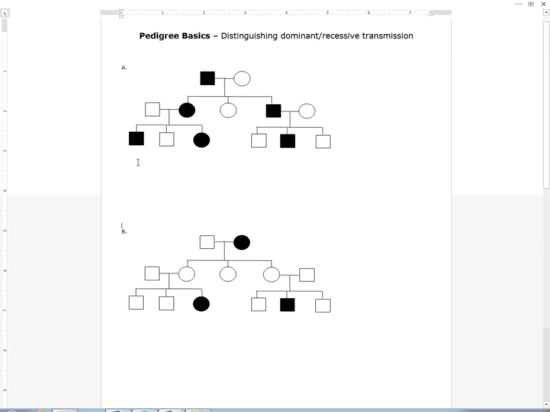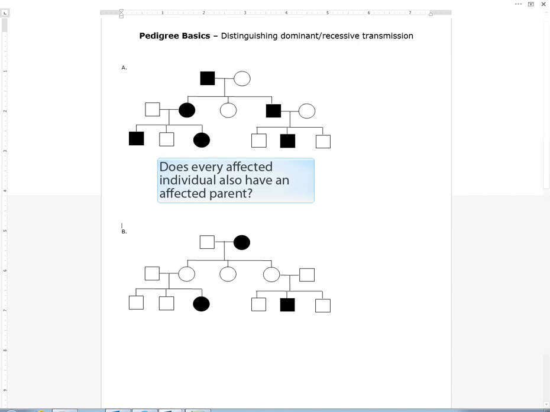When we look at this pedigree at the top, letter A, we see that in the third generation there are 3 individuals that show the unusual trait. In the second generation there are 2 individuals, and in the first generation there's 1. What I usually tell students to do is start at the bottom, at the youngest generation, and work your way up. You're only going to look at the shaded individuals, those showing the unusual trait, and ask yourself this question: does every individual who has the unusual trait also have at least one parent that has the unusual trait?